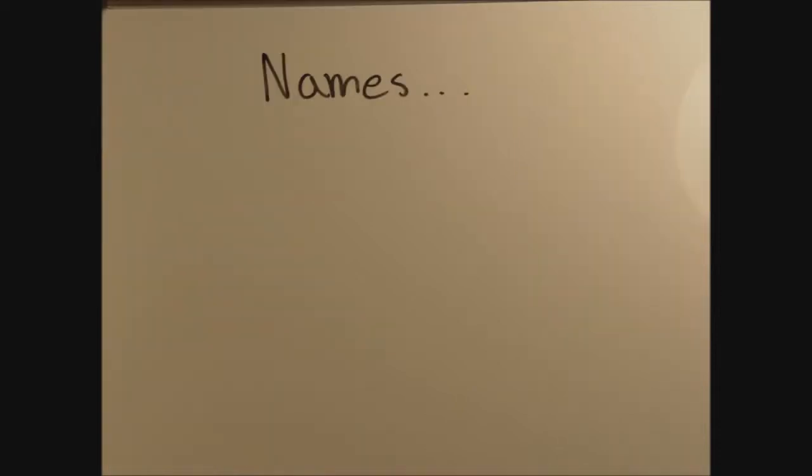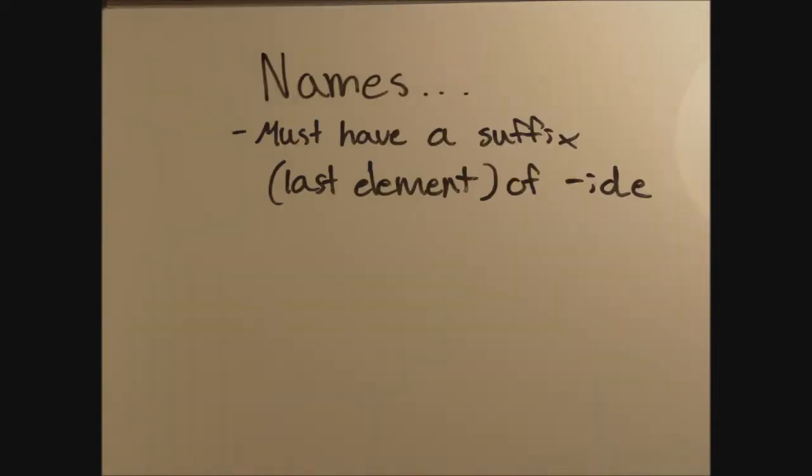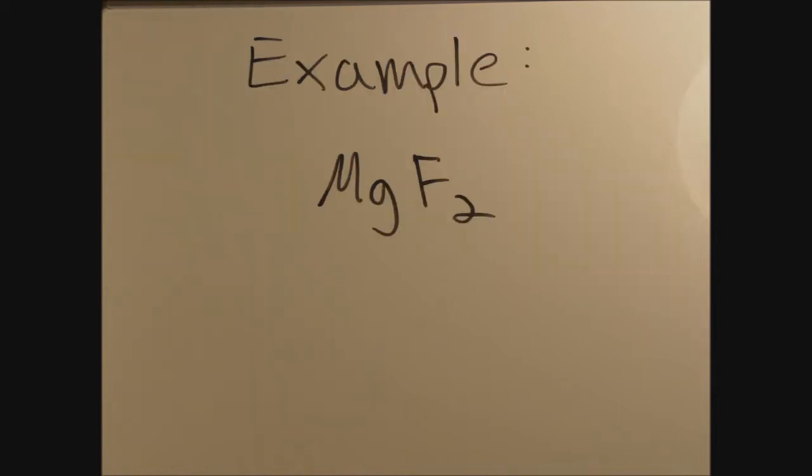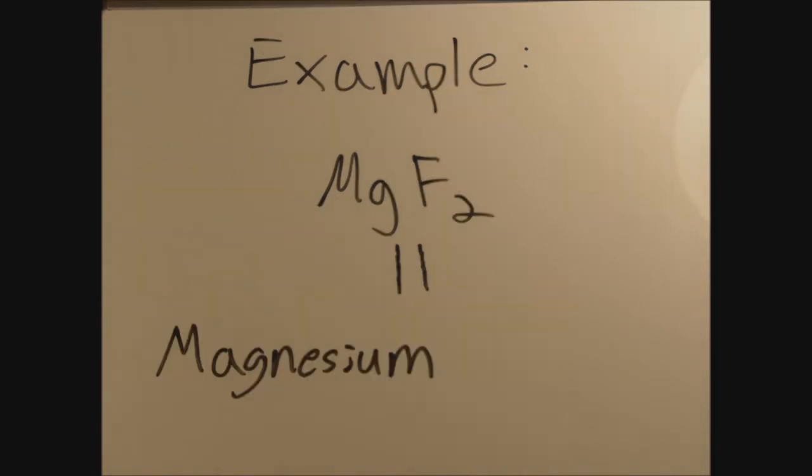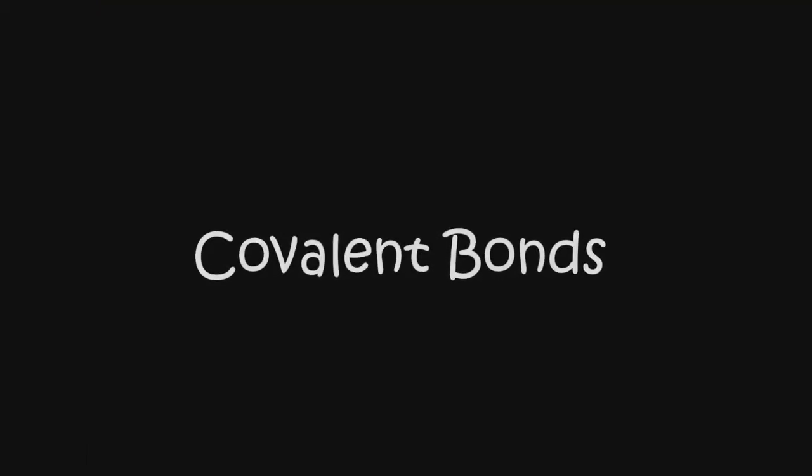Now, when it comes to naming ionic compounds, they must have a suffix at the last element. For example, Mg and F2. Mg equals magnesium, fluoride. Notice the -ide. And now, that's basically it.